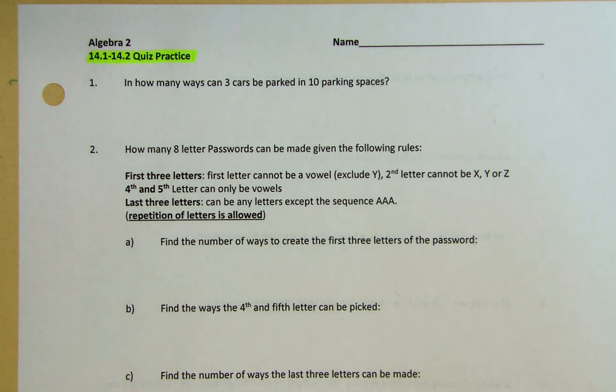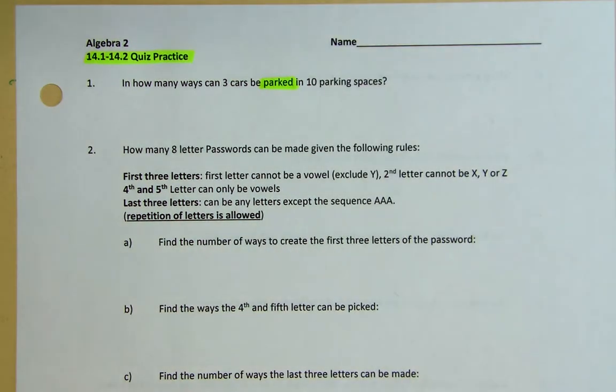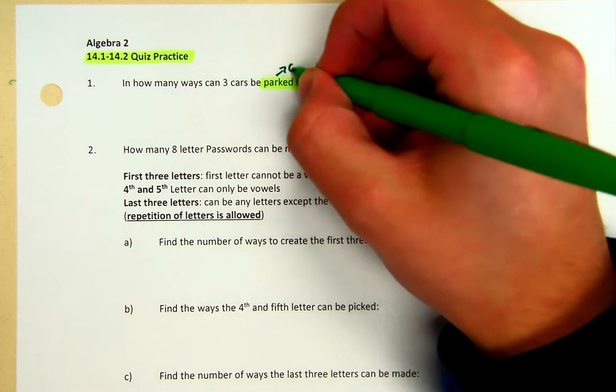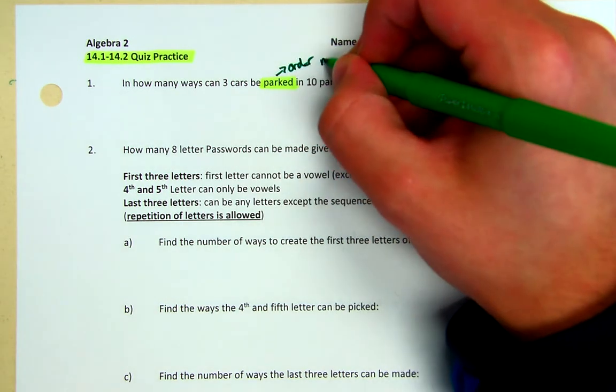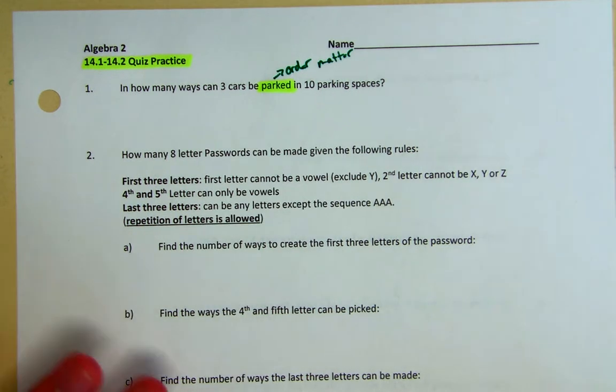So number one, how many ways can 3 cars be parked in 10 parking spaces? The key word here is parked. Since we're parking, we can think of this 2 ways. We can think of the 3 cars being parked in 10 spaces. Parked again tells me that order is going to matter. And why does order matter? Well, think about it if you were coming to homecoming. Would you want to park 3 miles down the street, or do you want to park right in front of the school? You probably want to park in front of the school.